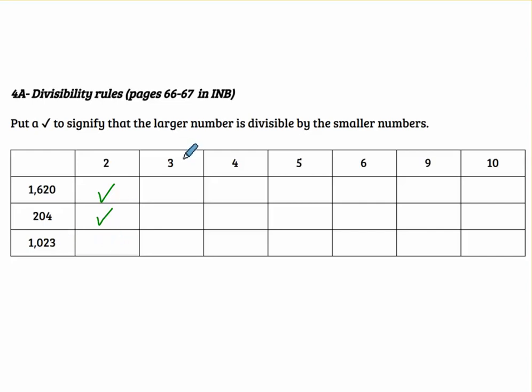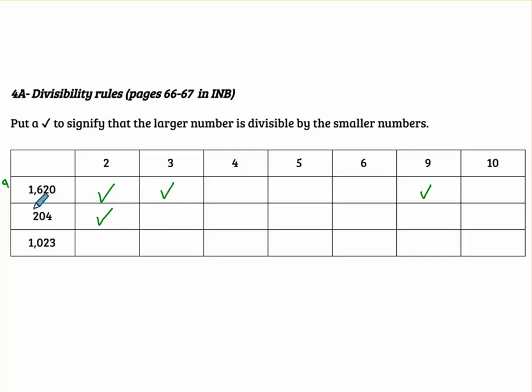The rule for 3 is if the sum of the digits is a multiple of 3. So we add 1 plus 6 is 7 plus 2 is 9. So it's going to work here. It's a sum of 9. In fact, I might even make myself a little note here. And if the sum is 9, that actually means I can skip ahead and I can check off 9 as well. So whenever you're checking off 3's, you might as well do 9 in the same fell swoop.